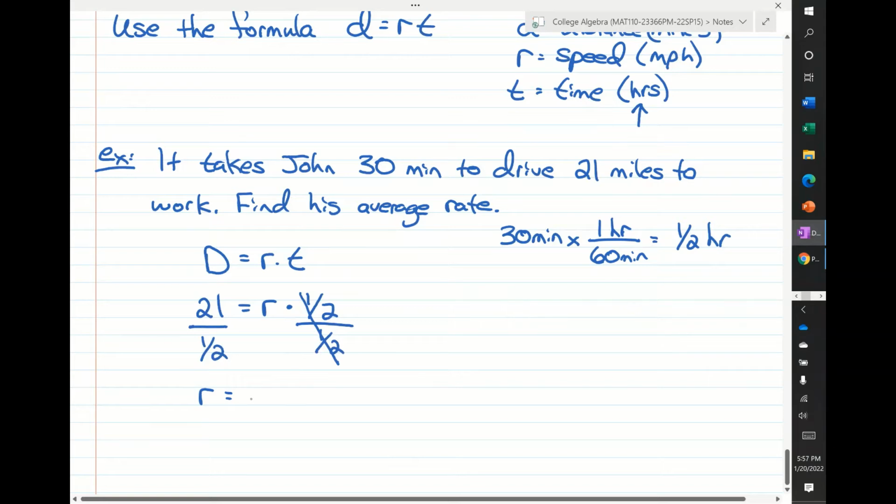Trick question. Not really. It's not a trick question. 21 divided by 2 is 10.5. 21 divided by 1/2 is something different. 42. When you're dividing by 1/2, that's the same thing as multiplying by the reciprocal.